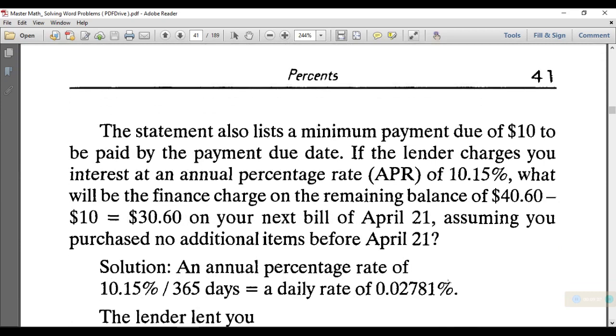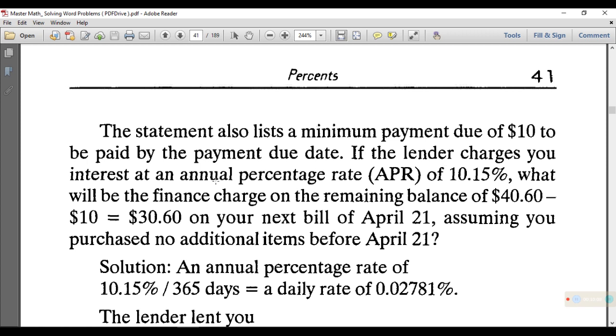The statement also lists a minimum payment due of $10. Usually ganito, sa mga credit card, maglalagay sila doon ng dapat na bayaran mong at least. So, dito may minimum payment siya na require na $10. Doon sa iba, pinaka-common, kung magbabayad ka ng bill mo sa credit card, at least 5% ng total bill mo or 500 pesos, whichever is higher, to be paid by the payment due date.